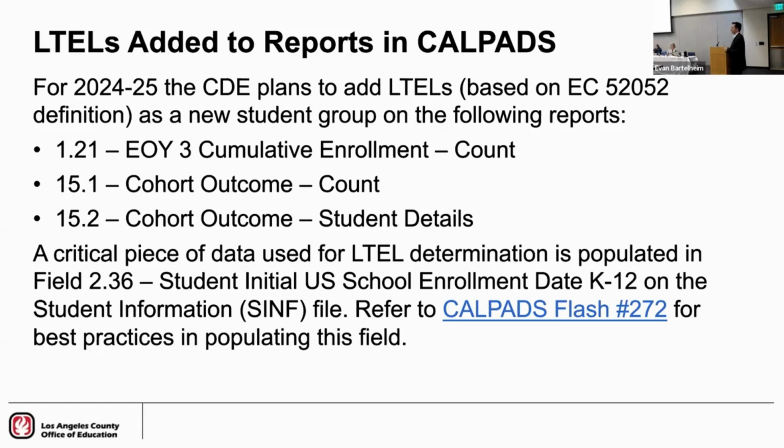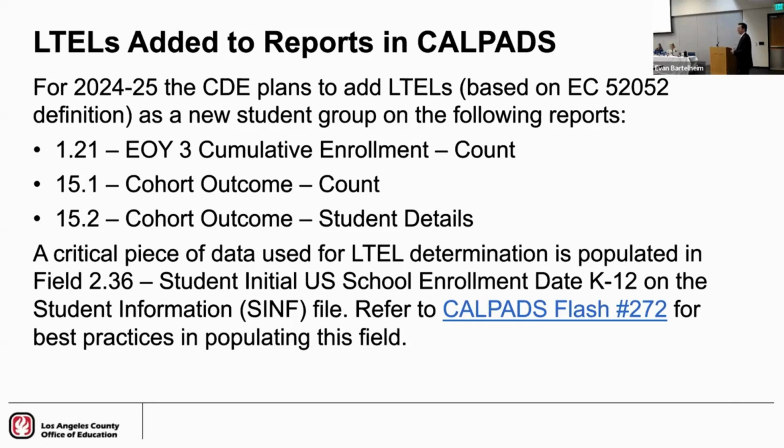To help LEAs look at this student group, CALPADS is adding LTELs to a couple of really helpful reports, including the cumulative enrollment count, which will be used for your suspension and chronic absenteeism, so you'd have that to look at. Then the 15.1 and 15.2 are really your accountability, the dashboard end of year outcome reports, and 15.2 will give you student level data, so you'll know who those students are. 15.2 is constantly populating, so you could start identifying your LTELs in high schools as soon as this comes out. That'll be really helpful to know who these students are.